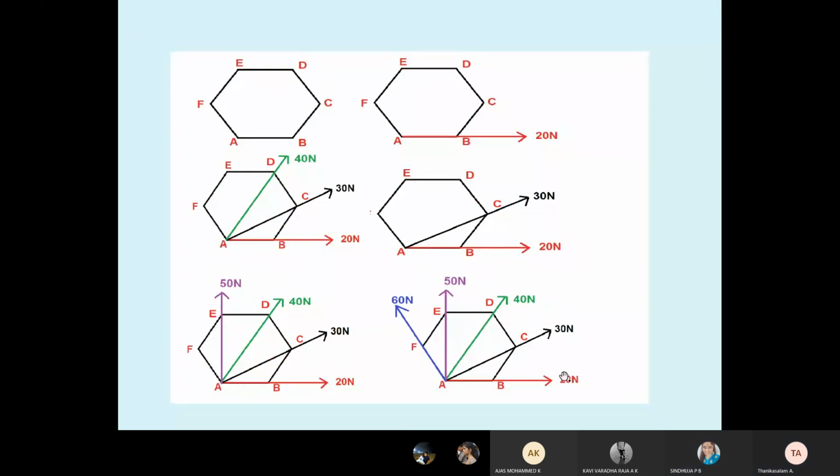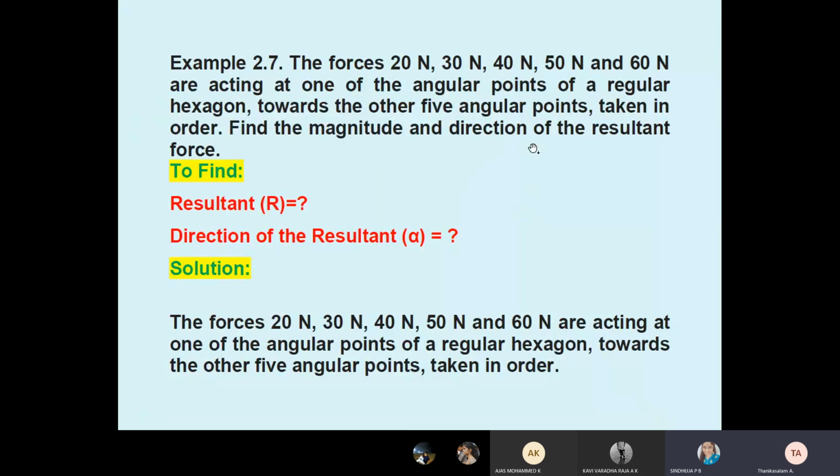Can you explain? Okay, sir. The first force value is 20 Newton, acting on AB. Then the second value is 30 Newton, on AC. The third force is 40 Newton, on AD. The fourth is 50 Newton, on AE. The fifth is 60 Newton, on AF, in the anti-clockwise direction. Why? Because the statement says it is on a regular hexagon, acting at one of the angular points.